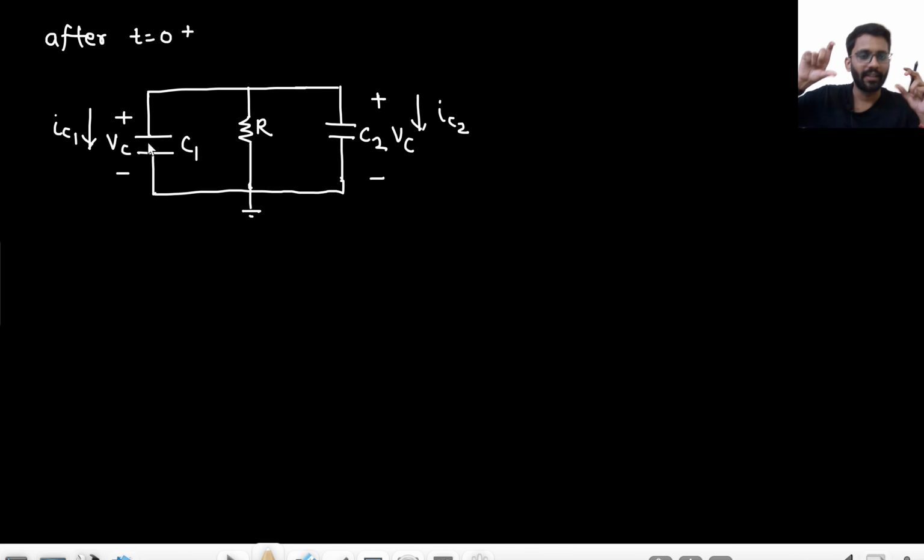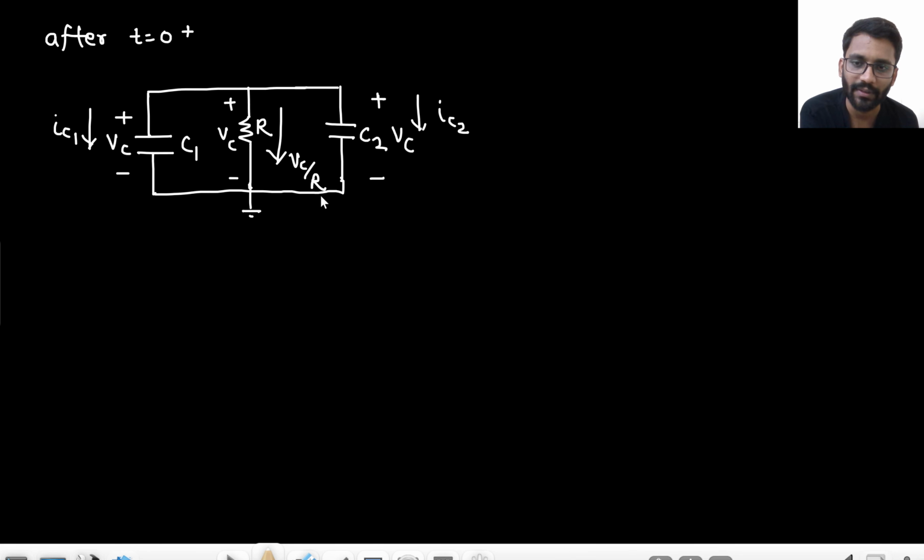Now here we have Vc, here we have Vc. So this Vc will come across resistance R. Same potential will come across resistance R. So because of this Vc potential, there will be this current flowing. Vc by R is flowing. Are you getting my point? Vc by R current is flowing, right?